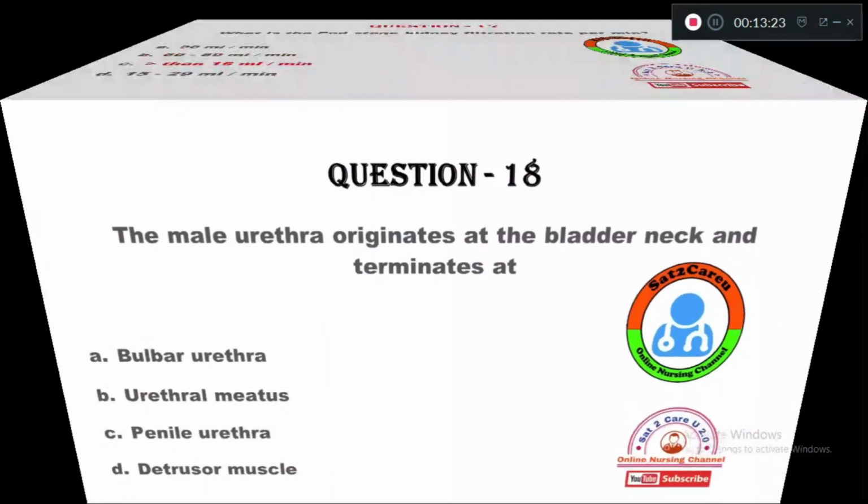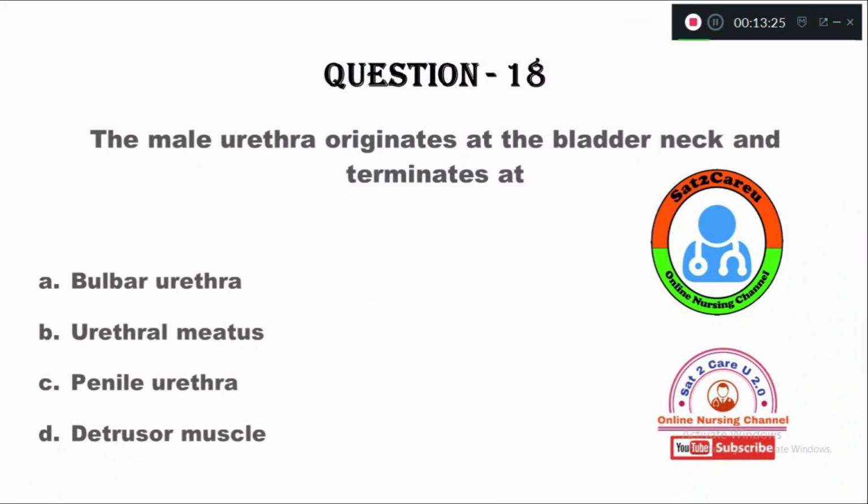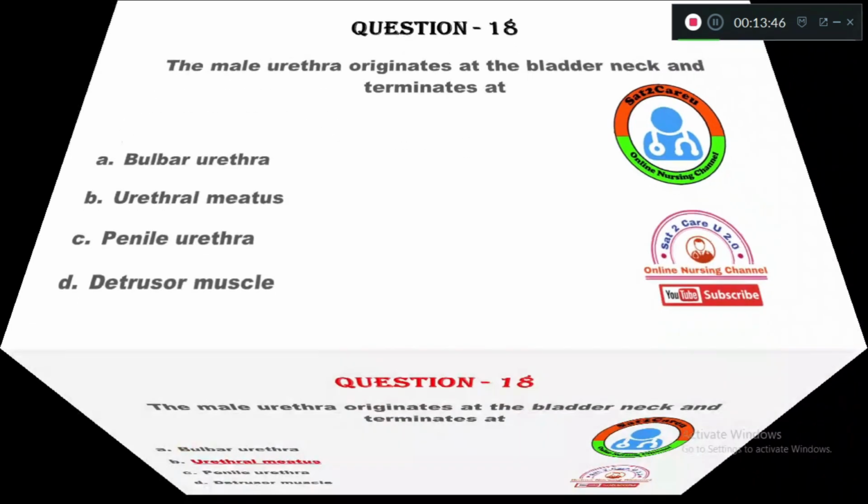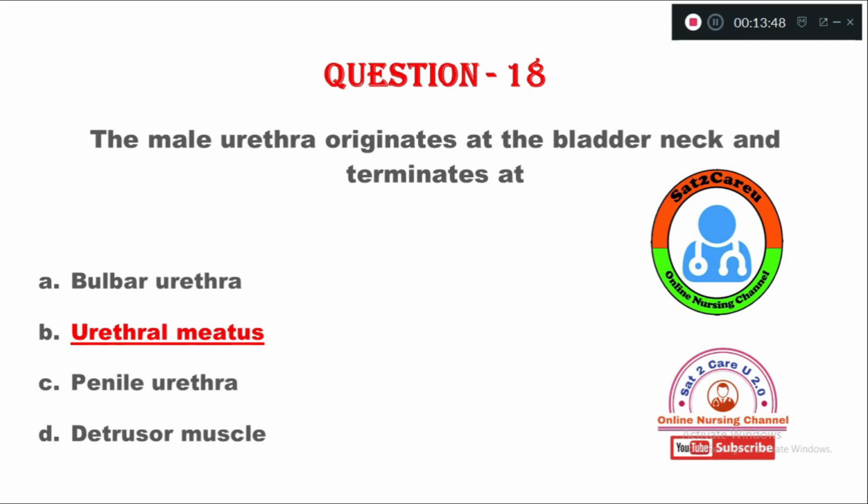Now, question number 18. The male urethra originates at the bladder neck and terminates at option A, bulbar urethra, B, urethral meatus, option C, penile urethra, option D, detrusor muscle. So the male urethra originates at the bladder neck and it terminates at option B, urethral meatus.